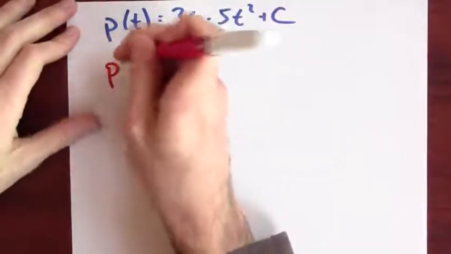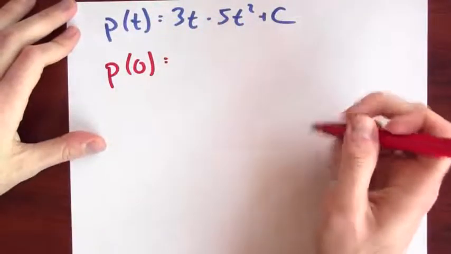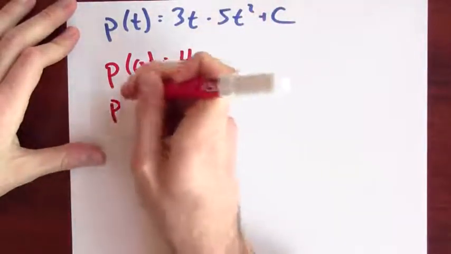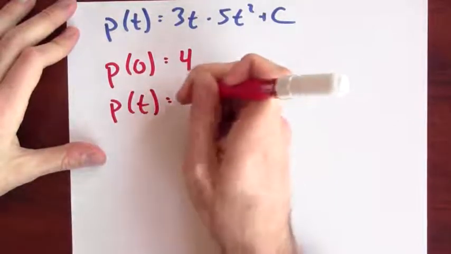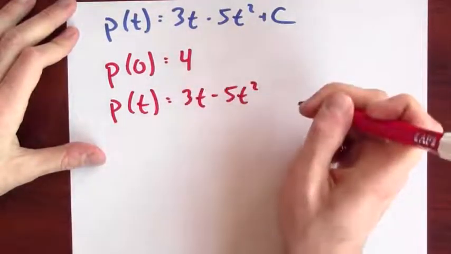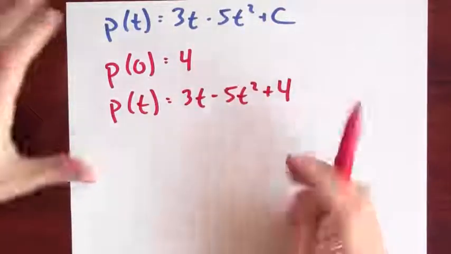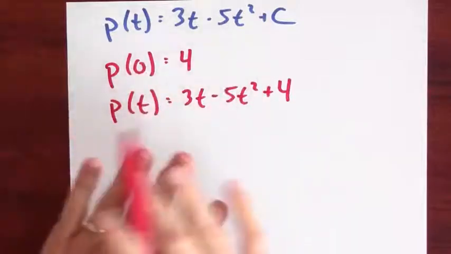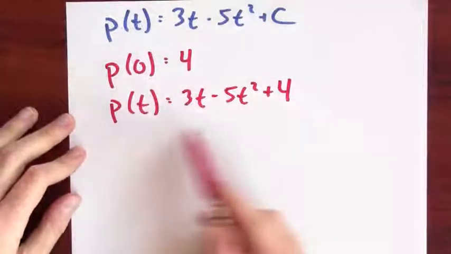If I knew, for instance, that my position at time 0 were, say, 4 units, then I could figure out what c would have to be. That would tell me that my position at some time t would be 3t minus 5t squared plus 4. This is an example where knowing my initial position, my position at time 0, and knowing my velocity for all time is enough to figure out my position. In very fancy terms, this is an example of solving a differential equation. I started with the derivative information, and by anti-differentiating, I recovered the original function up to a constant.